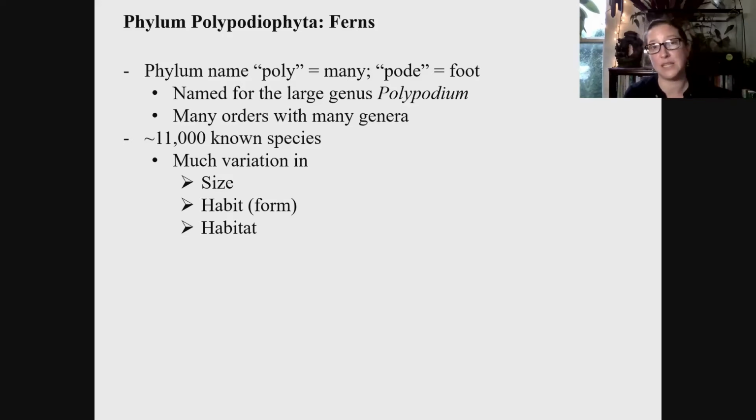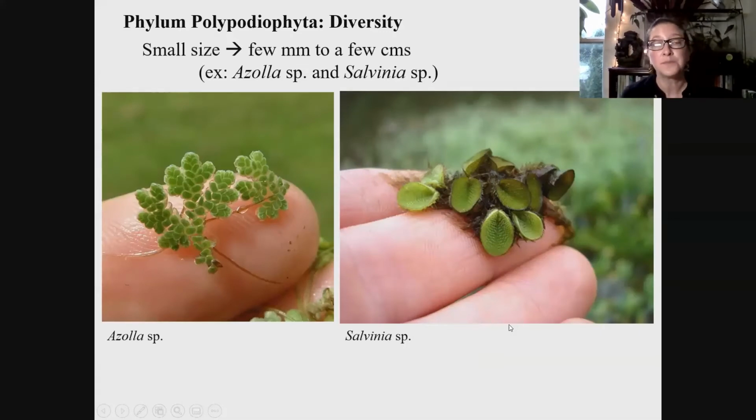There's about 11,000 species known. A ton of variation. They're all different sizes, they live in all different places, and they have different forms. So we'll see a few of those right now, just so you get a sense of that. Some ferns are super, super small. Here we see two ferns on somebody's finger to give you an idea of how big they are. The one on the left is probably a single plant. The one on the right, the Salvinia, is probably a cluster of about 4 or 5 plants. They can be a few millimeters to a few centimeters in size when mature.